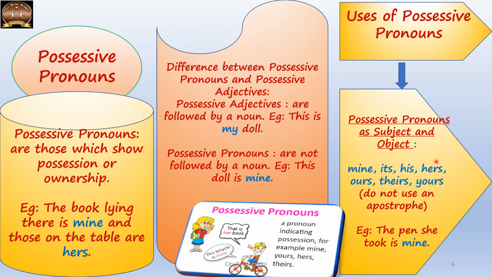Now these are the examples of other possessive pronouns: mine, its, his, hers, ours, theirs, and yours. Now if you observe, except mine, all the other pronouns end in s. But there is no apostrophe before the s. So this is one important rule to be remembered, that we do not use an apostrophe along with possessive pronouns. Another example is, the pen she took is mine. So mine here is a possessive pronoun.